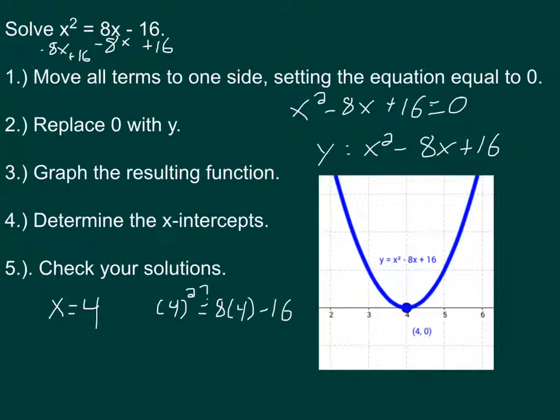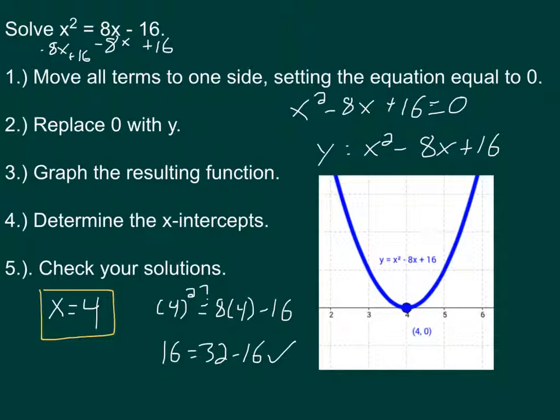So I'm hoping that 4 squared will equal 8 times 4 minus 16. Well, 4 squared is 16. 8 times 4 is 32. And 32 minus 16, yeah, that works. That is 16. So I have my solution here.